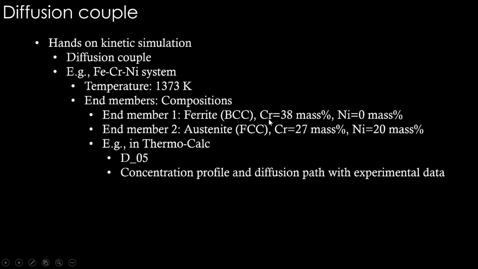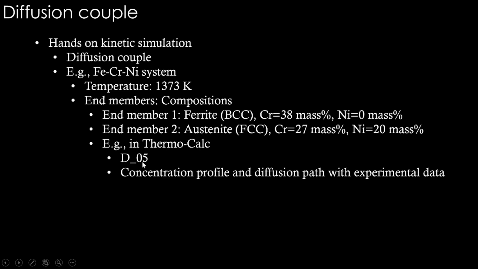This end member is almost a CrFe alloy because nickel is 0 there, and another end member is a ternary alloy. All three elements are there: 27 chromium, 20 nickel, and the rest is iron. So these two end members will be taken, joined and heat treated at 1373. So the exercise that we are going to do is more like using an example already run and saved in ThermoCalc for the education purpose.